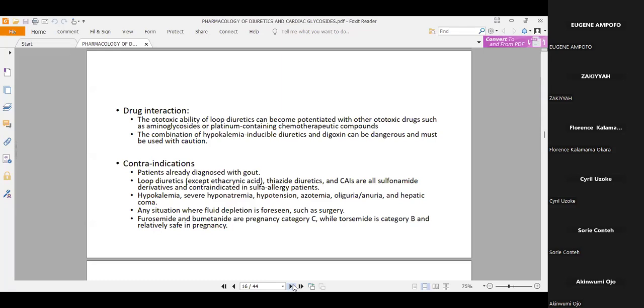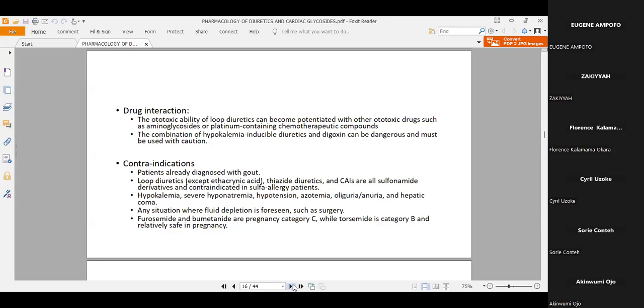So they are contraindicated in patients that have allergy to sulfur agents. Hypokalemia, severe hyponatremia, hypotension, azotemia are also contraindications to the use of loop diuretics. And then any situation in which fluid depletion is foreseen, for instance, prior to maybe surgery, where we expect the patient might lose blood. So loop diuretics should be used with caution in such situations.